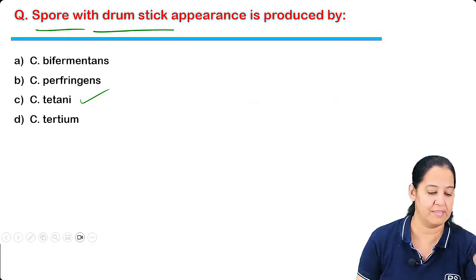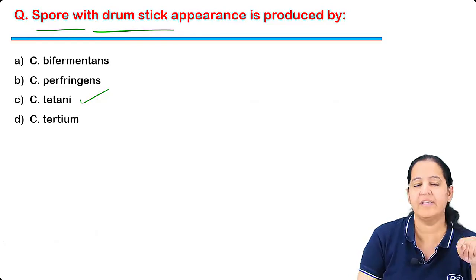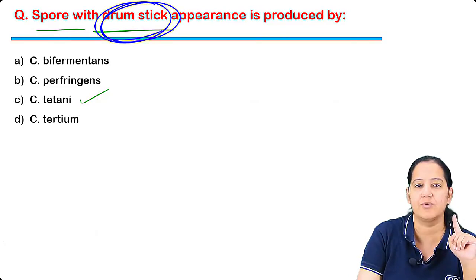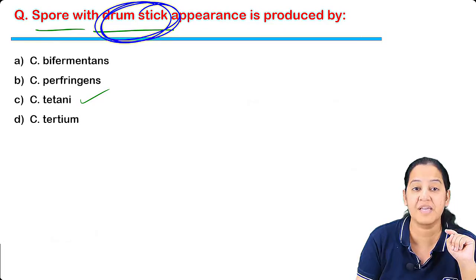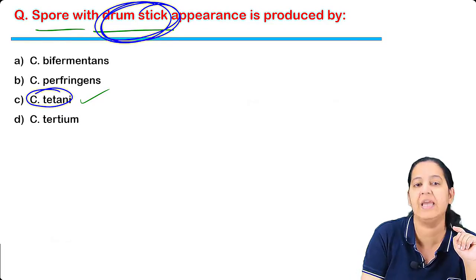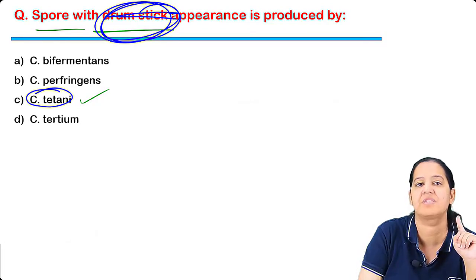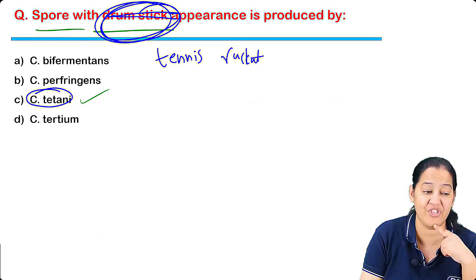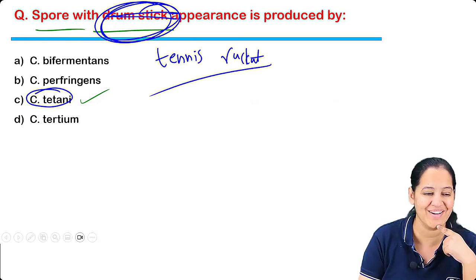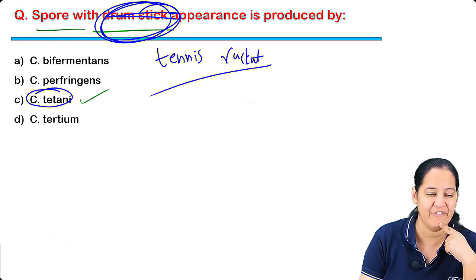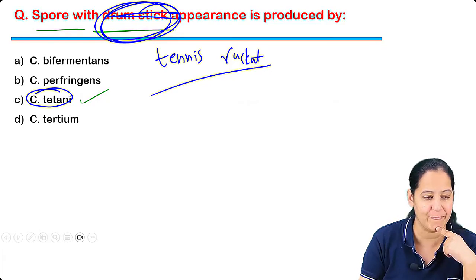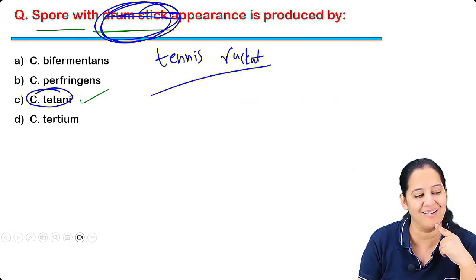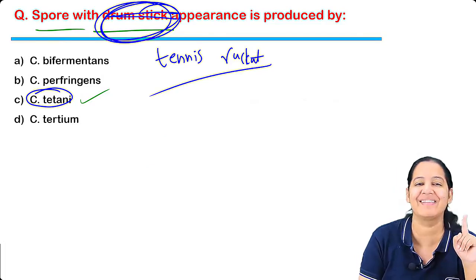Listen now, please. Read the question. What I'm saying, drumstick. So drumstick किस में होता है? So answer is tetani. If I change the question from the drumstick to tennis racket, what is your answer now? Would you like to change your answer right now? Quick, people, quick. If I change the question, what is the answer now? Yes, in that case, answer tertium.